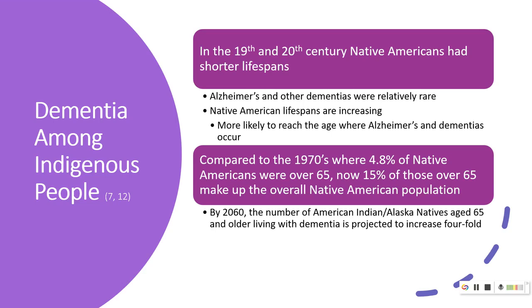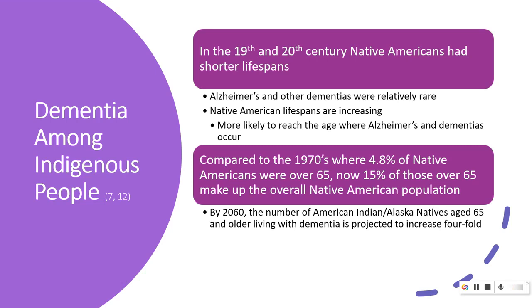So compared to the 1970s, where 4.8% of Native Americans were over 65, now we're up to 15%. So that's quite an increase of those that are 65 and older. So like we said, with this being a disease of the aging, now we're starting to see more of those diseases occurring in the Native American, Alaska Native population.